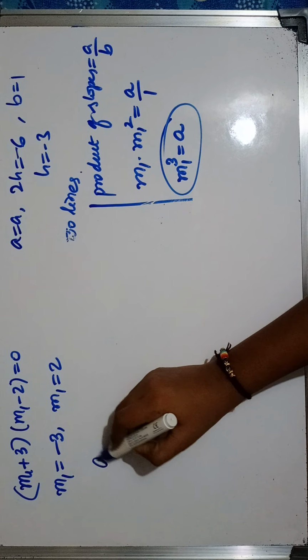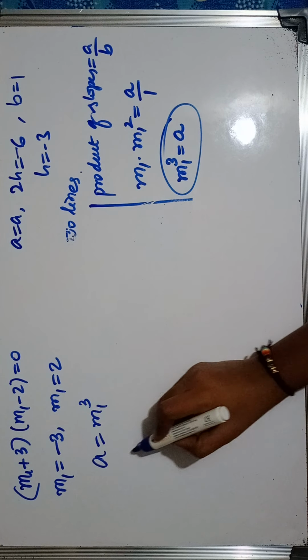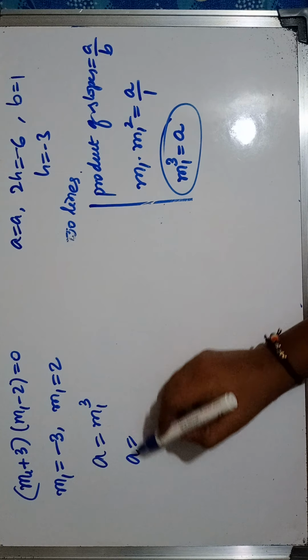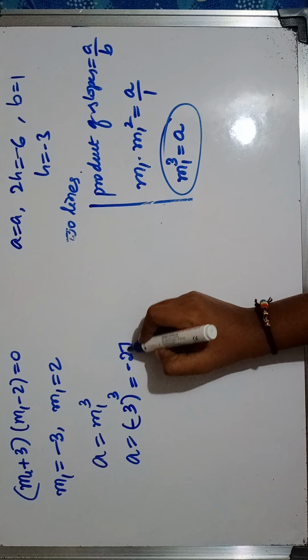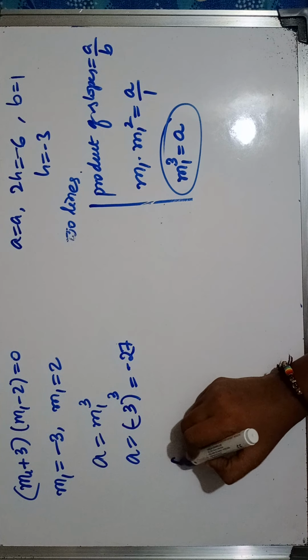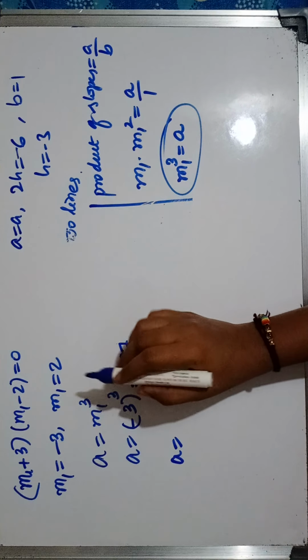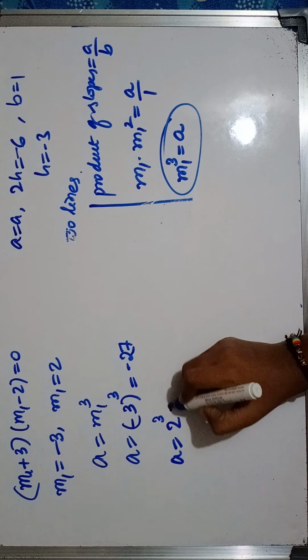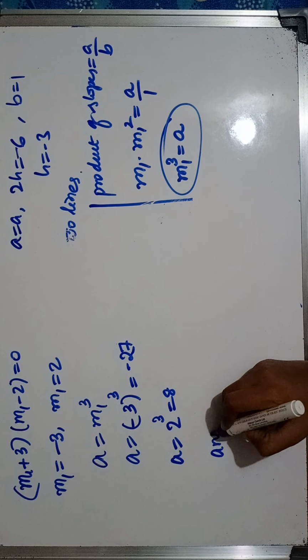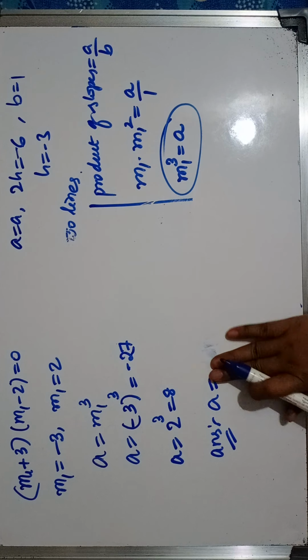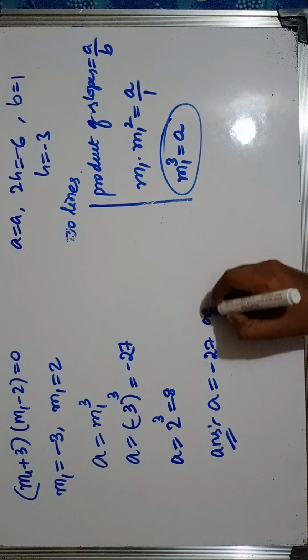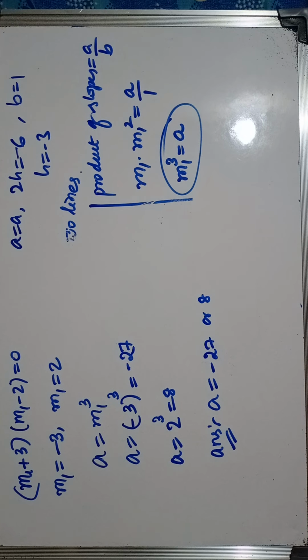Now let us substitute in this equation and try to find out the values of a. We know a is equal to m1 cube. If m1 is -3, then the value of a will be -3 whole cube, which is -27. If m1 is equal to 2, then a will be 2 cube, which is equal to 8. Therefore the values that a can take is a is equal to -27 or 8.